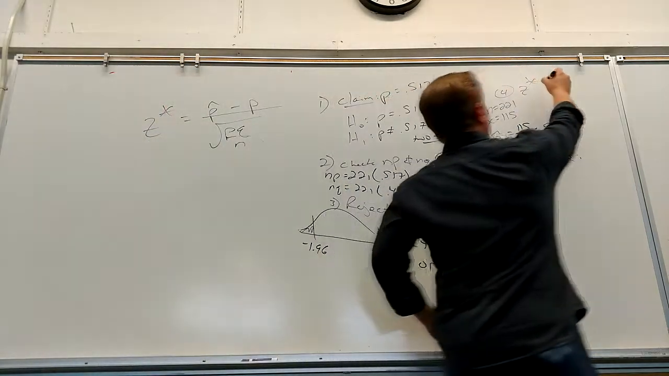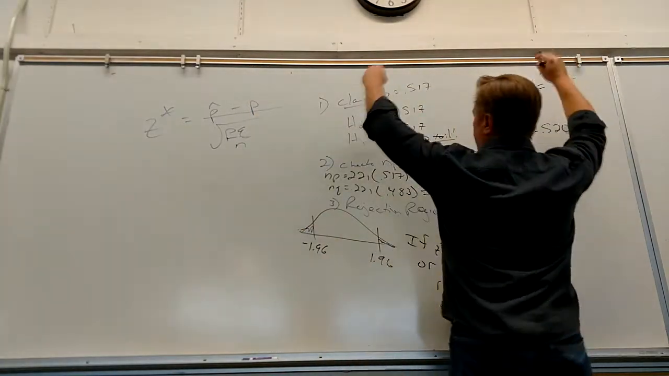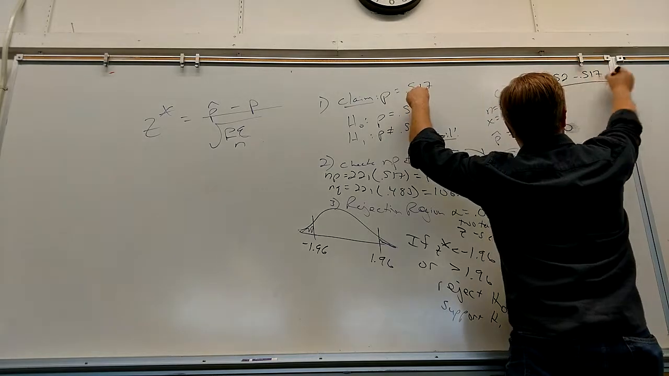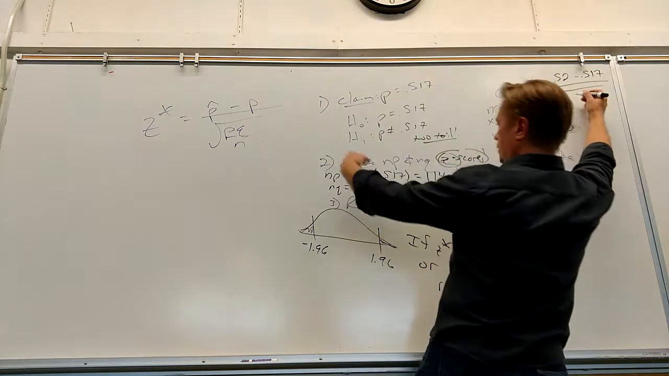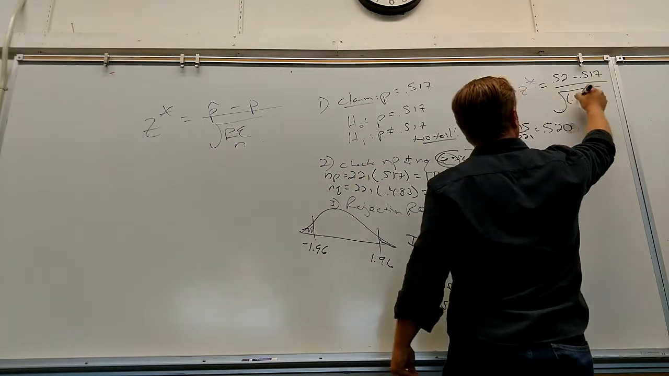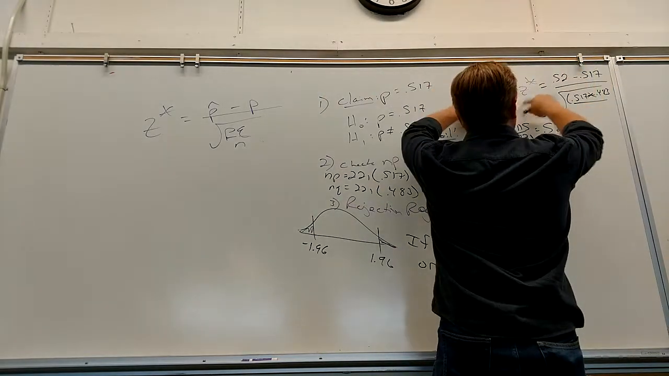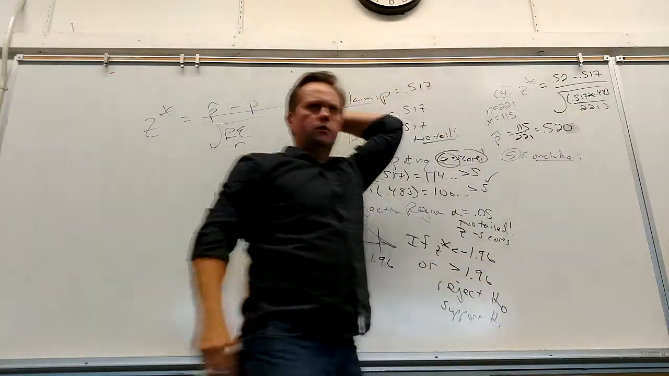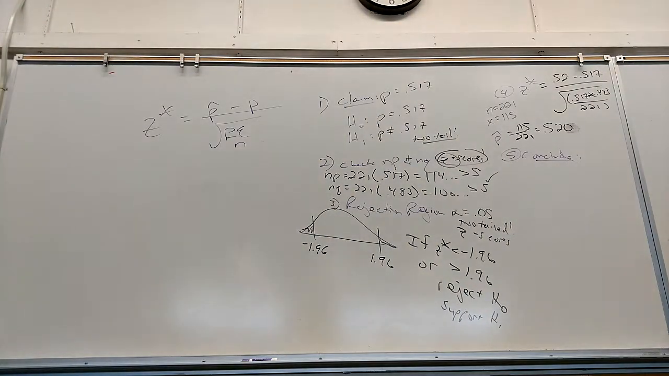So then Z star will be my sample data minus this guy, divided by the square root of PQ. PQ right there, 0.517 and 0.483, divided by N, which was, it's right in front of you, Jeff. There you go, buddy. 221. So I would throw all this stuff in there. See if this shows up. So I would just go.